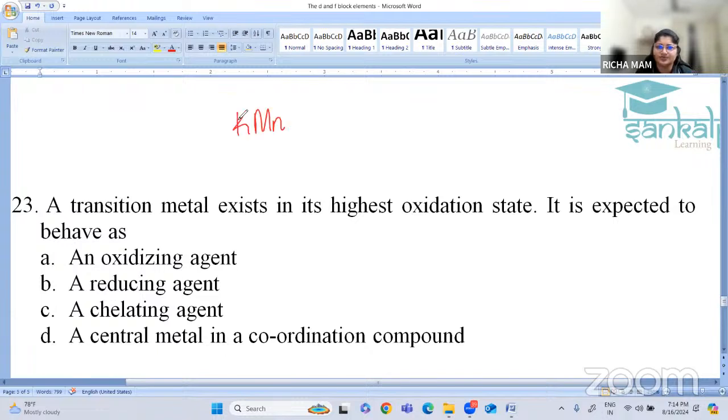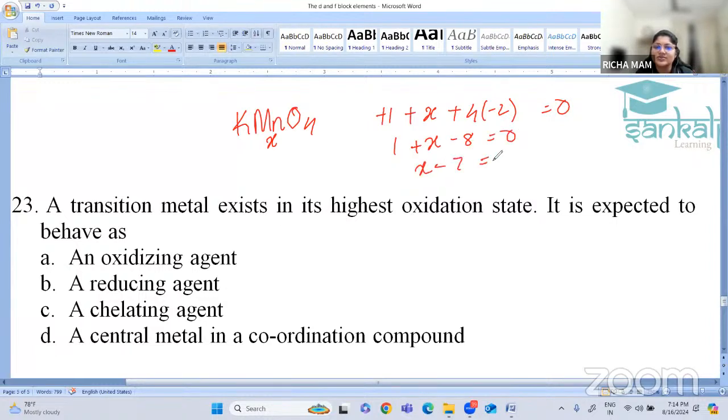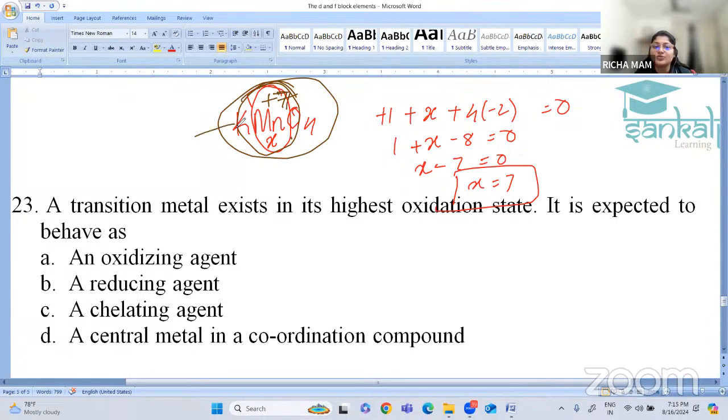Take KMnO4. If I want to find out the oxidation state of Mn, this is +1 plus x plus 4 into -2 equals 0. So it is 1 plus x minus 8 equals 0. So x minus 7 equals 0. So x is equal to 7. So in KMnO4, the oxidation state of Mn is +7. And you can see that KMnO4 has a dark purple color, right?